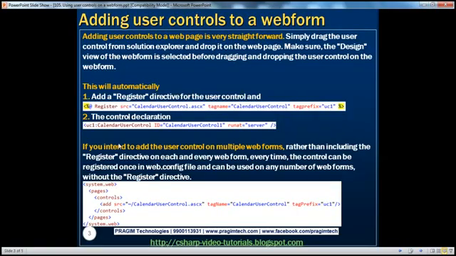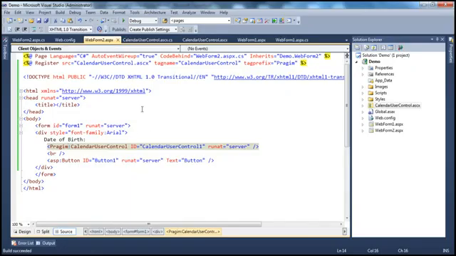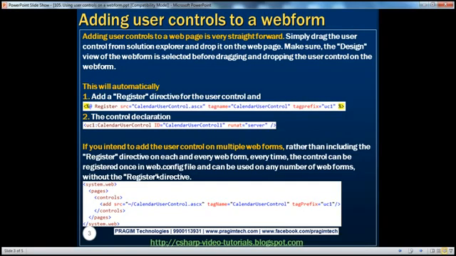Alright, now let's say I want to use this calendar user control on multiple web forms. Then on each and every web form where I want to use this calendar user control, do I have to have this register directive? Yes, you have to. But if we register this user control in the web.config file of the project, then we don't have to have this register directive on each and every web form. Let's see how to register a user control within the web.config file of that project. To do that, we use the pages and controls element within system.web.